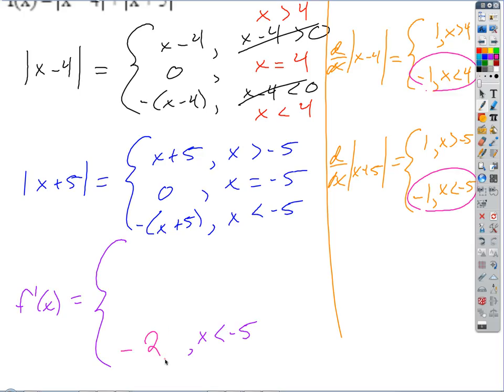Okay, so now we've got to find the next region. We've done values of x less than negative 5. What's the next part of the domain that we'd have to consider? Yes, between negative 5 and 4. Now we're going to shift and pick values greater than negative 5, but stick with values less than 4. So X is greater than negative 5 and less than 4. And then we'd be where?